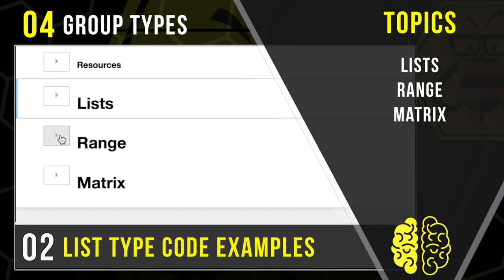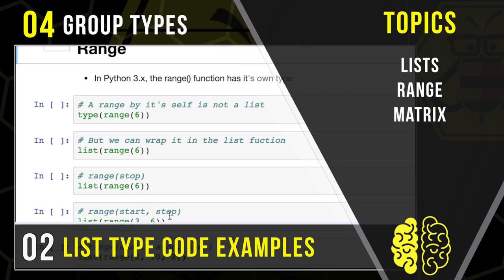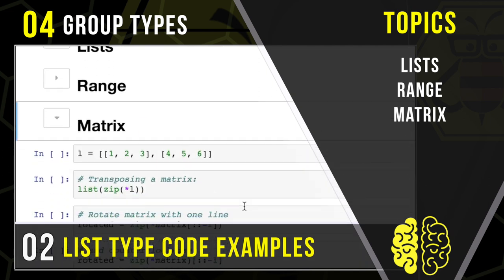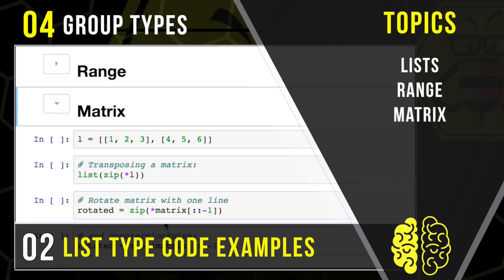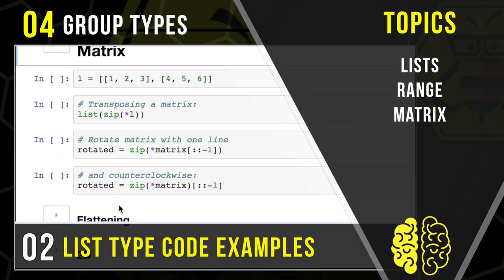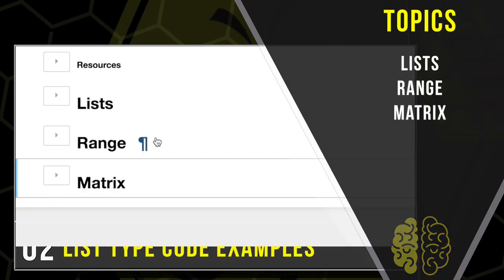Then we're going to talk about range, and range is a really powerful way to make a list. It's a way that we can specify huge lists without having to go in there and manually type everything. And then finally we're going to talk about matrices, which are really just lists inside of lists, and different things that we can do to break them up and flatten them down and look at them in different dimensions. So let's get ready to talk about the all-important Python list.